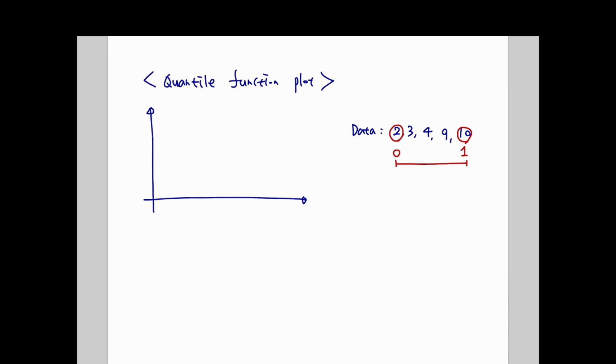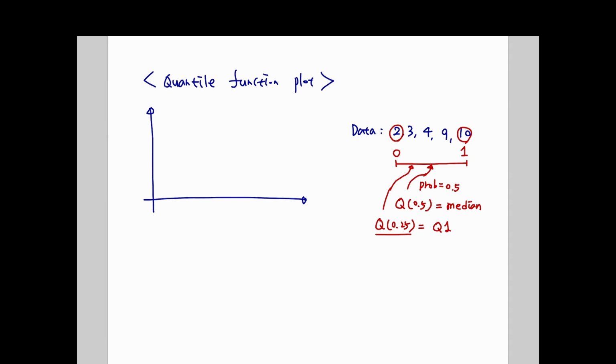And if probabilities are given, the corresponding quantile value is obtained. For example, when the probability is 0.5, we get the quantile point like this, and we can write 0.5, and you know, this point is the median. And when the probability is 0.25, like this, we can write this, and it means the Q1 in the quartile.